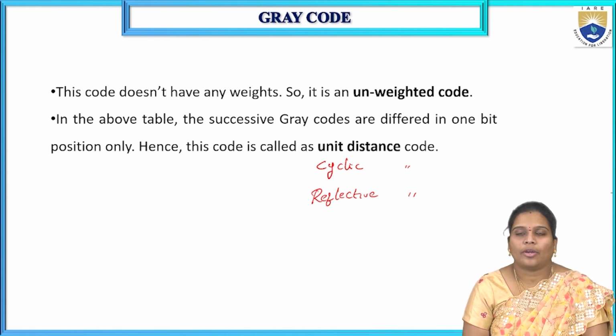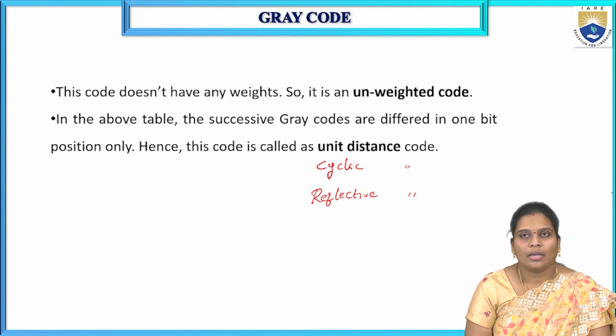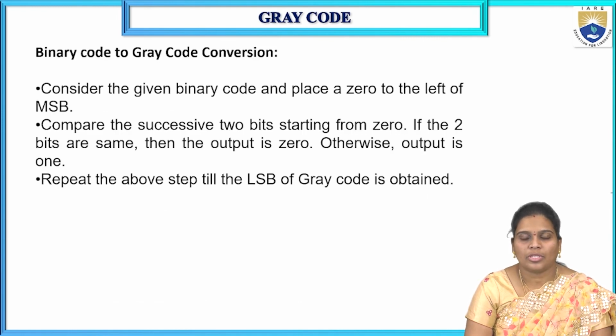Why is gray code a unit distance code, cyclic code, and reflective code? First, we apply the gray code to all the binary values based on the truth table. We'll discuss why gray code is a unit distance, cyclic, and reflective code. This is the truth table for converting binary to gray code. So how are the binary values converted to gray? This is the procedure for the binary to gray code converter.